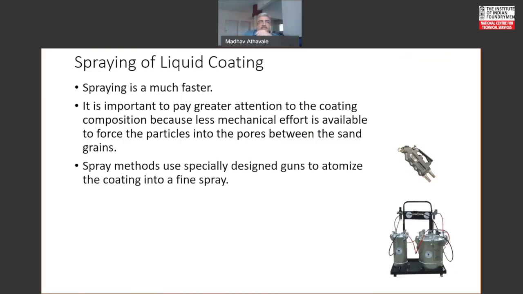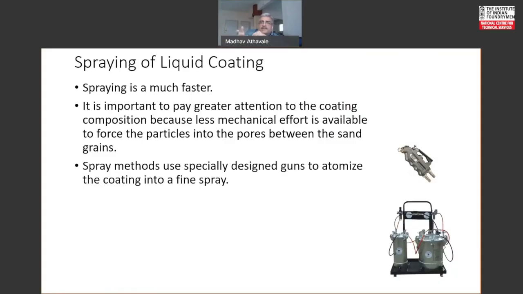Spraying methods use specially designed guns to atomize the coating into fine spray, and what we see here is what is known as typically triple action spray gun. It uses the principle, see you have one of the nozzles goes into the tube which is attached to the coating container, other is attached to the compressed air line, and as you press the valve, because of the partial vacuum that is created, the coating gets sucked from the container and comes into the nozzle and gets sprayed.